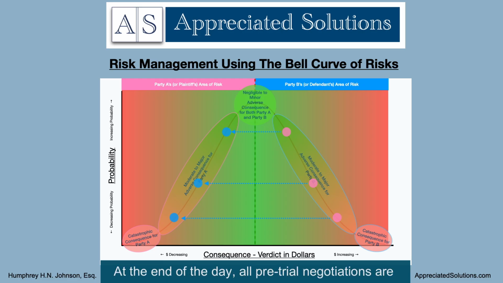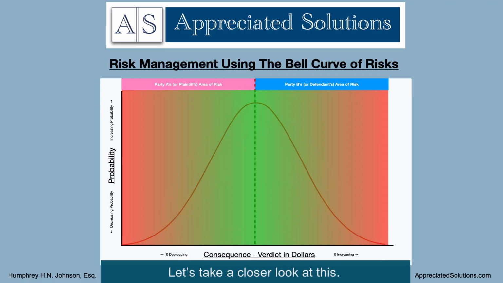At the end of the day, all pretrial negotiations are really attempts to identify and manage the specific risks each side faces with going to trial. The bell curve of risks can help us visualize and explain negotiations as a back and forth effort to mirror perceived risks until all sides reach a resolution that successfully minimizes those risks. Let's take a closer look at this.